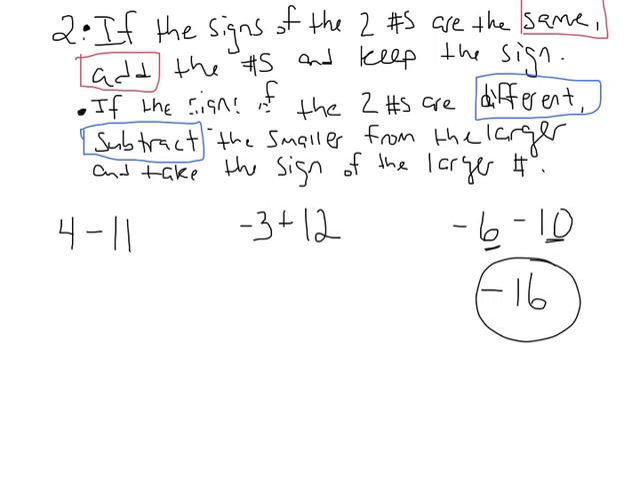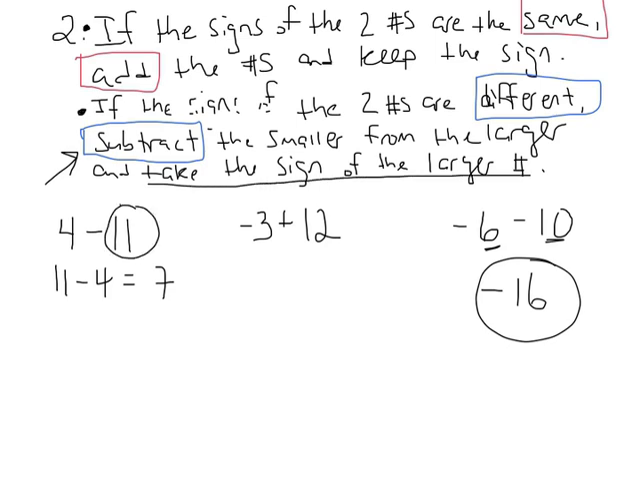But if the signs are different, like they are in the first two problems, we're going to subtract this. We're always going to subtract the smaller number from the larger. So even though this is 4 minus 11, we're really going to treat it as 11 minus 4, and we'll get 7, but then it says take the sign of the larger number. Since the larger number was 11, its sign was negative, which means the answer will be negative.